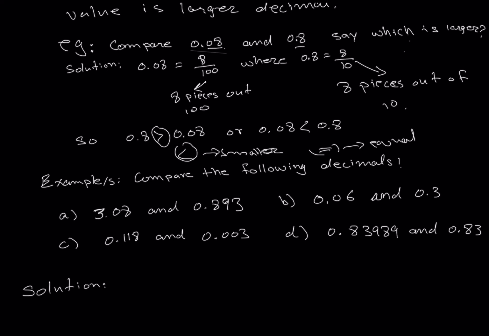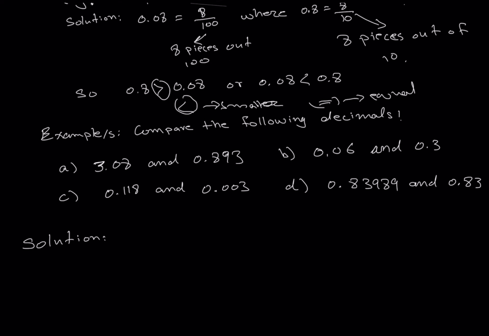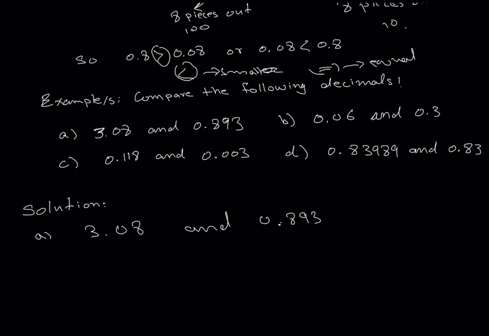So compare the following decimals. Let's say 3.08 and 0.893. We said in the first case that if you have a whole number, and if one whole number is bigger than the other when comparing two numbers, then the larger whole number gives the larger decimal number. In this case, we see 3 here and 0 right here. So 3 is bigger than 0. So we said 3.08 is larger than 0.893.